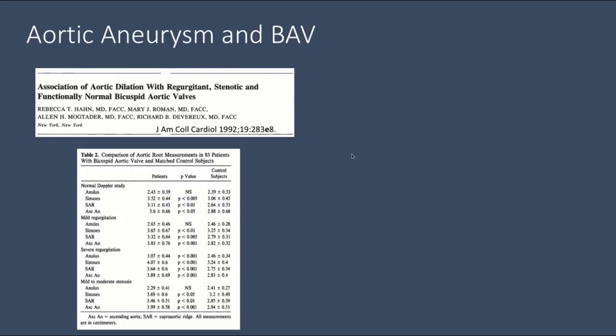So what do we know about aortic aneurysms and bicuspid aortic valve disease? One of the earliest studies was done by Rebecca Hahn and Richard Devereux, and it was published in 1992 in JACC. And what I want to highlight is that even if an individual has a normal functioning valve, at least by Doppler, their aorta still tends to be larger than those with a tricuspid valve. And what they also found in this study was that if there was a valve lesion, such as significant aortic regurgitation or aortic stenosis, then that dilation becomes more prominent.